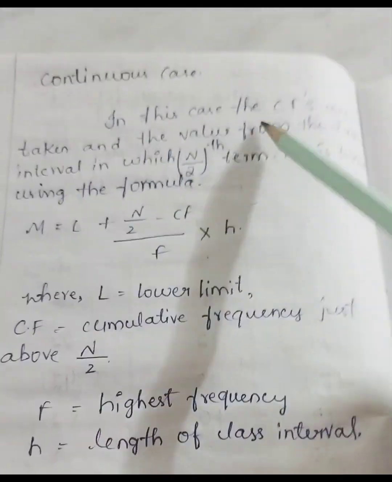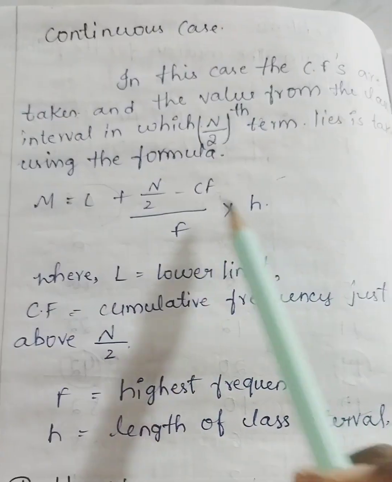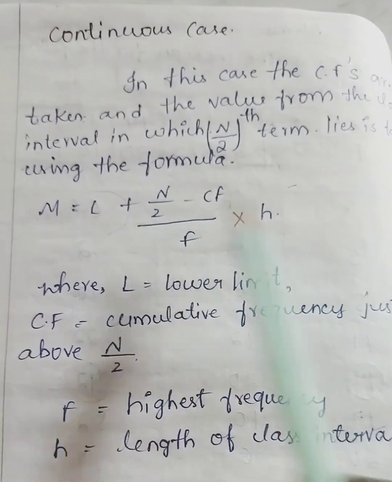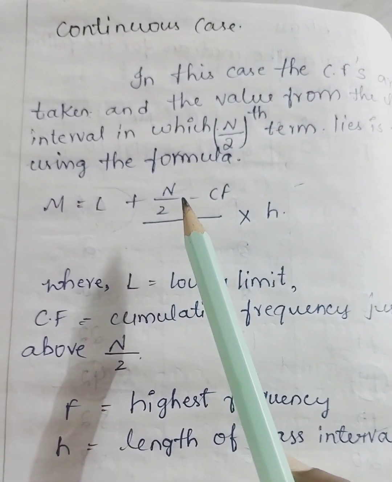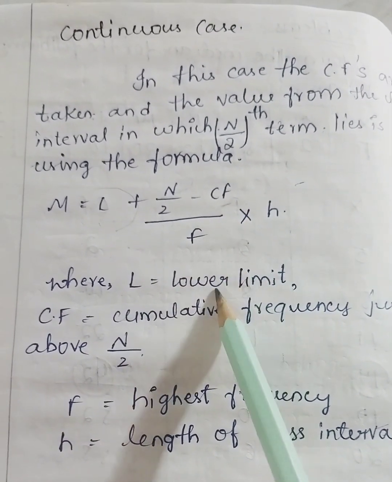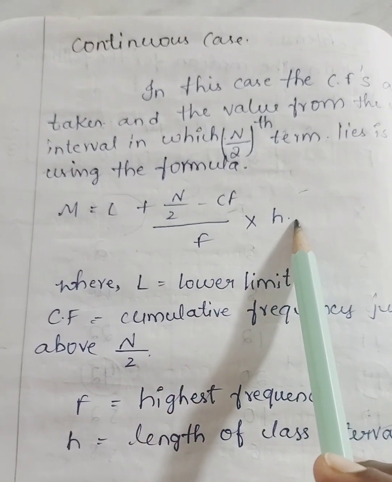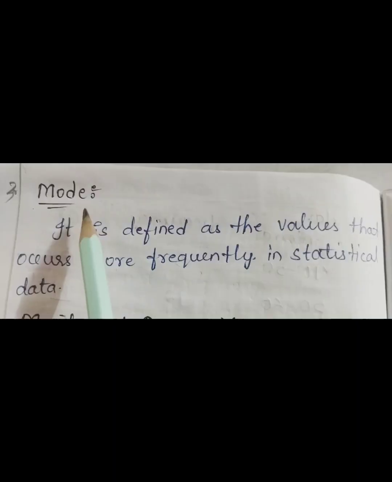Next we have continuous case. In continuous case also we will have x values and frequencies. The formula for median in continuous case is M equals L plus (N by 2 minus Cf) by f into h, where L represents the lower limit, capital N is the summation of all the frequencies, and Cf is the cumulative frequency above N by 2, f is the frequency of the median class, and h is the length of the class interval. So if class intervals are given, we have to use the continuous case.